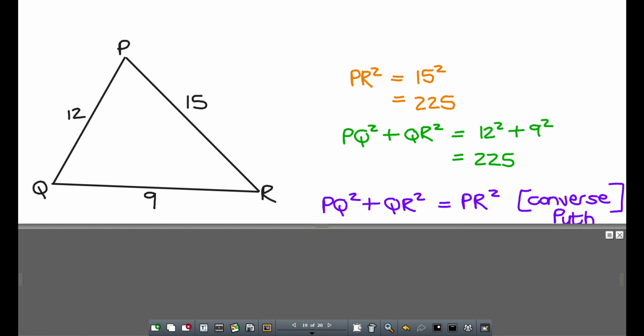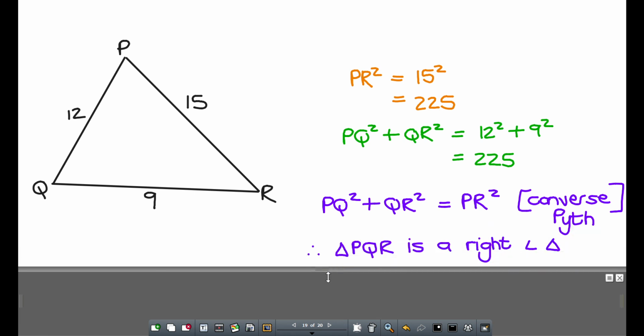You've got to have converse of Pythagoras. Then you have to have this last step. Therefore, PQR is a right-angled triangle. Have you got every single one of them? Good. Okay, sit down.